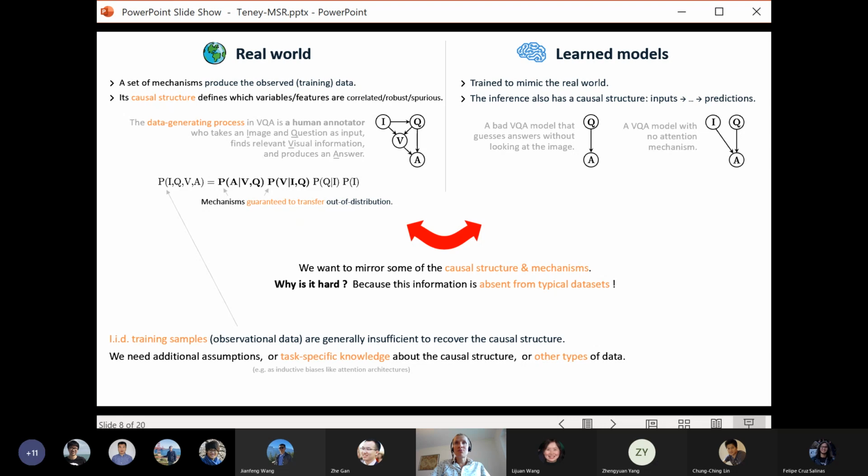So this means that we need to bring additional information, and information that has to be task specific. So we sometimes do this, for example, with specific architectures, like designing attention models. This actually can be seen as a way to inject some knowledge about the true causal structure of the task. And the general takeaway here is that with just a standard dataset, we don't have enough information for OOD generalization. We need to bring something else to the table.